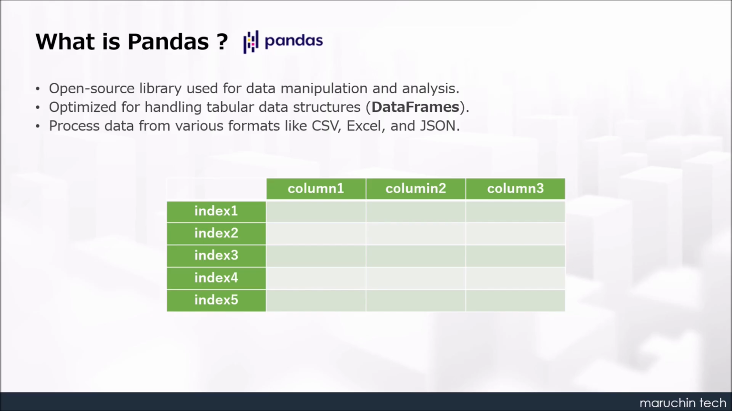A data frame is a two-dimensional data structure consisting of rows and columns. It allows you to analyze data stored in a table format, similar to Excel or relational databases. By loading data into a data frame structure, processing becomes much more efficient.